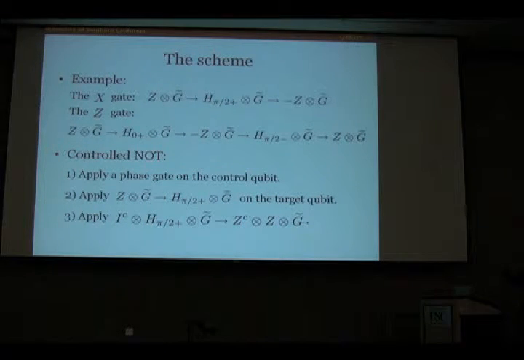So here is an example. If we want to implement the X gate, for example, we just interpolate between this and what I defined previously as H divided by 2, and then we go to minus Z. This is not a complete loop, as you can see, but by applying it several times, when we implement an incomplete operation, we finally complete the loop. Here is also an example for the Z gate. The control NOT is also implemented in a similar manner.